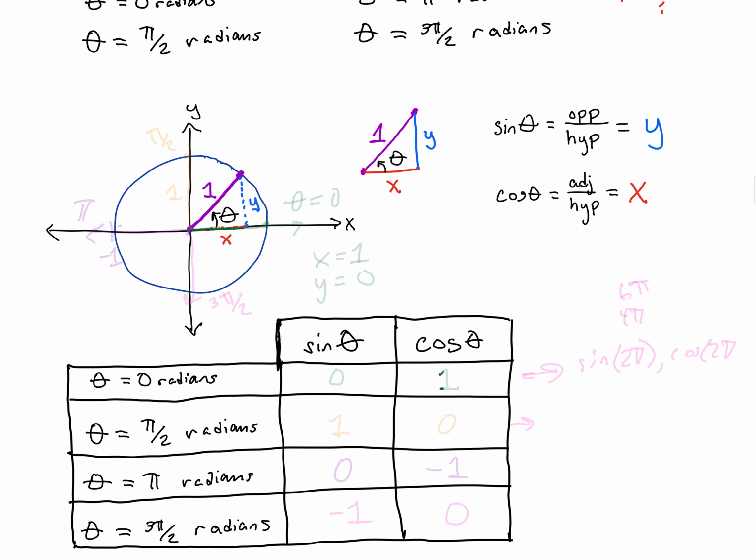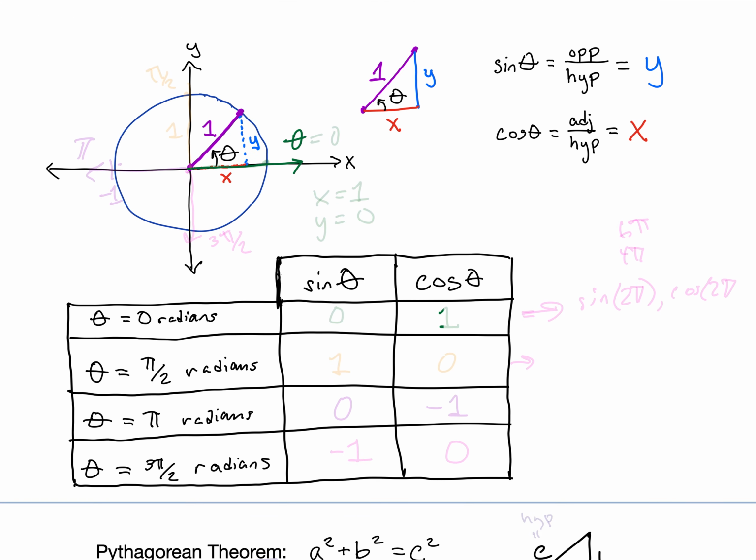So when theta equals 0, this is just an angle of 0. We have our triangle is really just a line, so it's not really a triangle at all. But what is the base of this? What is the x value? Our x value is 1. And what is our y value? Our y value is the height of that, which is 0. And so that tells us that since sine of theta is equal to y, sine of 0 is equal to 0, and cosine of 0 is equal to 1.